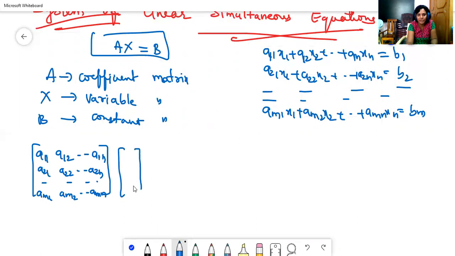The variable matrix means the variables: x1, x2, so on, xn. What is the constant matrix? The right-side values, which we can write column-wise: b1, b2, so on, bm.